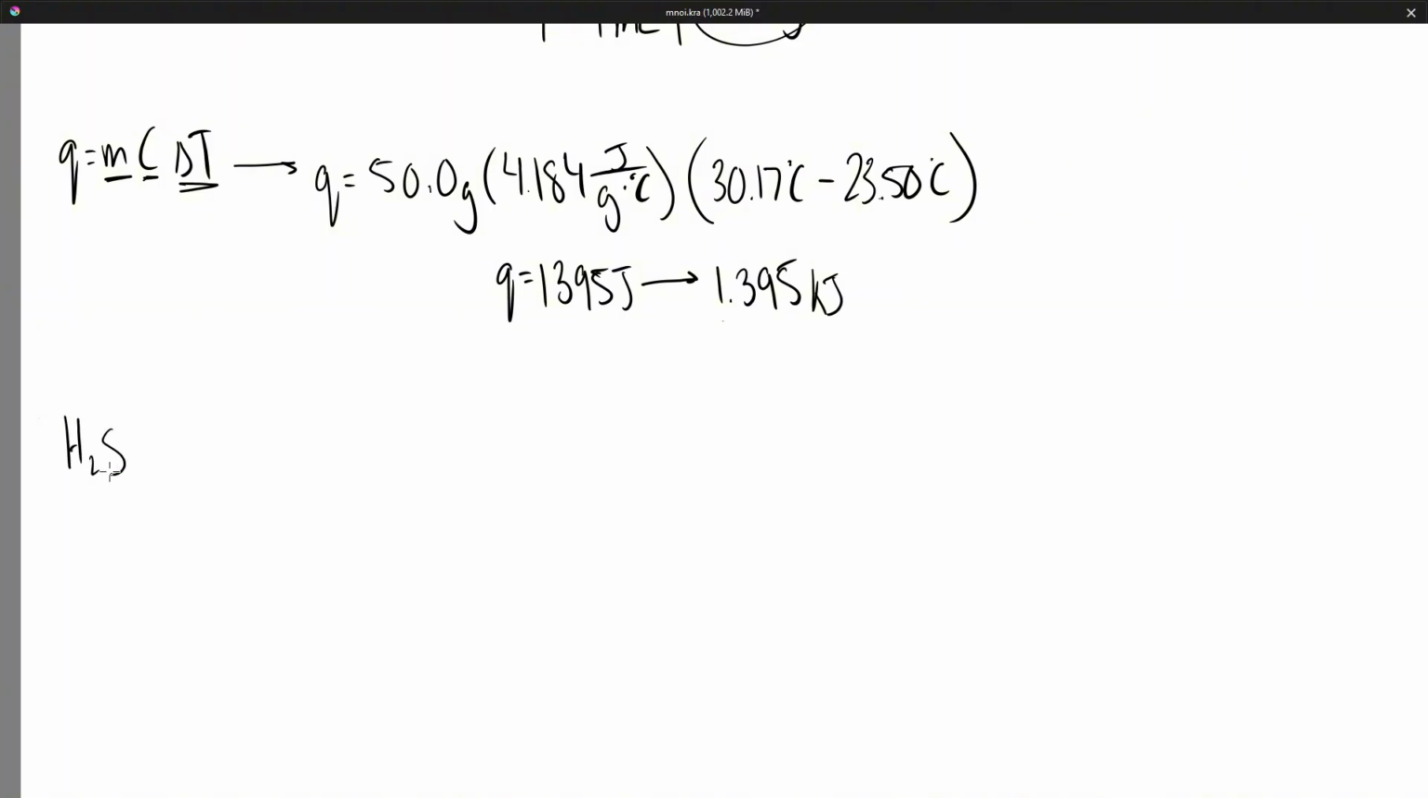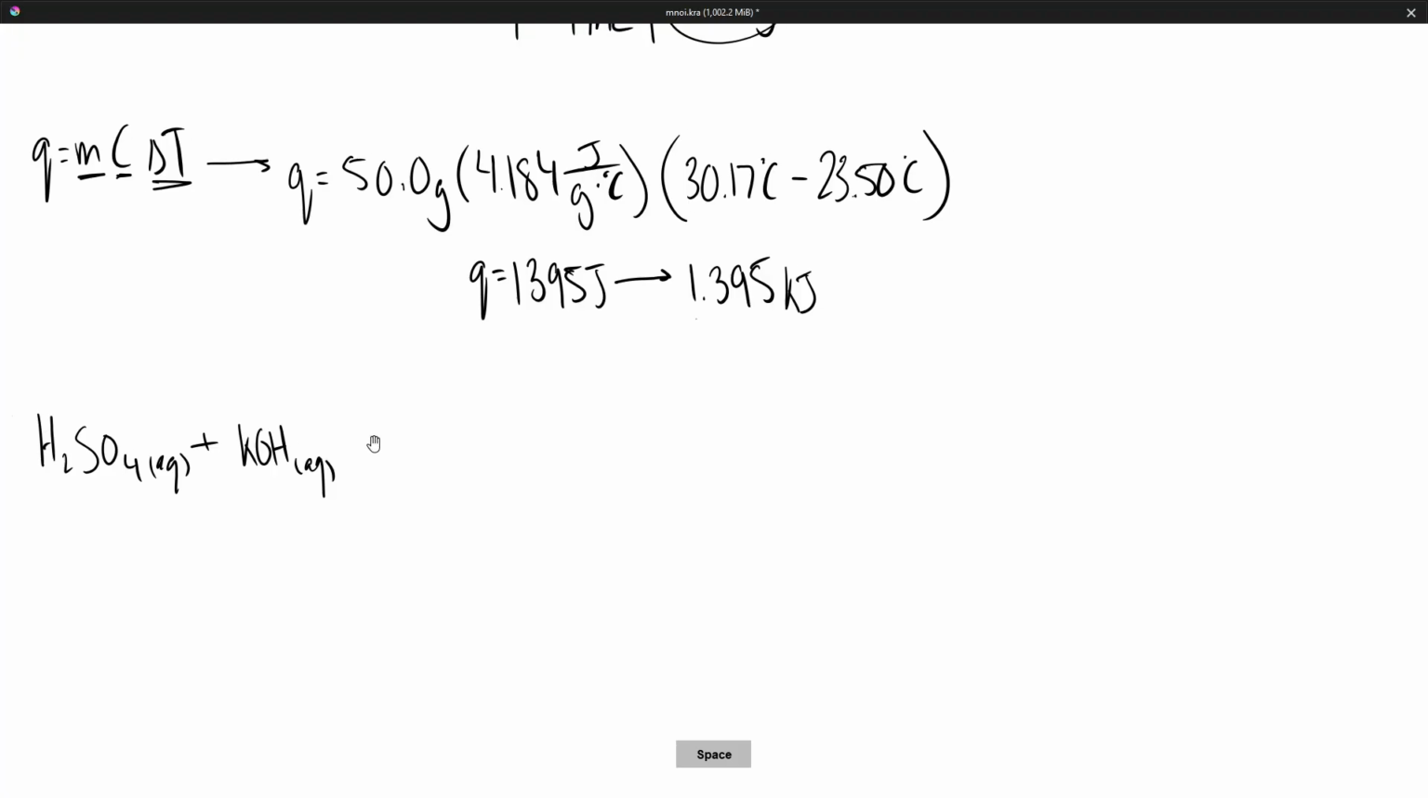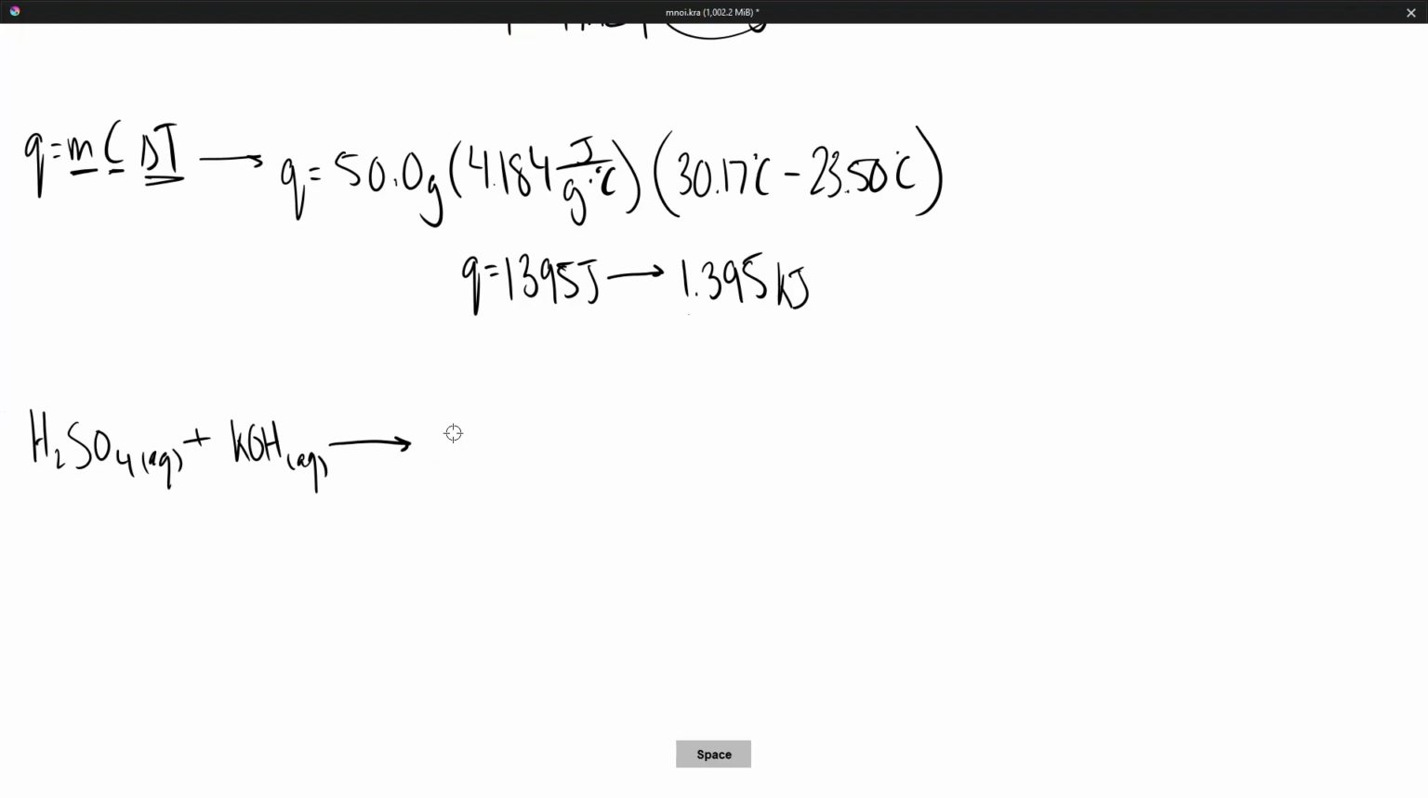So H2SO4 aqueous reacts with KOH aqueous. So this is an acid-base reaction, and from that we always get water and the salt. So the salt would be potassium sulfate aqueous and water.